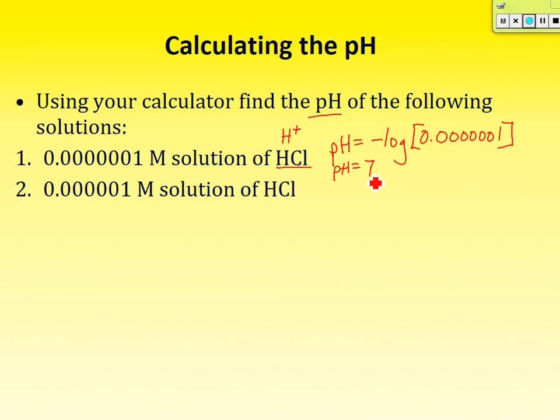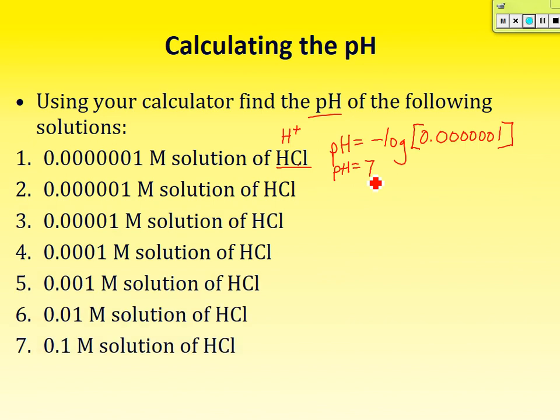I'm going to put a few more up here, and I want you to calculate the pH of these guys. So just hit your up arrow on our calculators and delete one of the zeros here. What do you get for the pH of this one? 6. It's equal to 6. What's the pH of the next one? 5. 5. pH of the next one. 4, 3, 2, and 1.